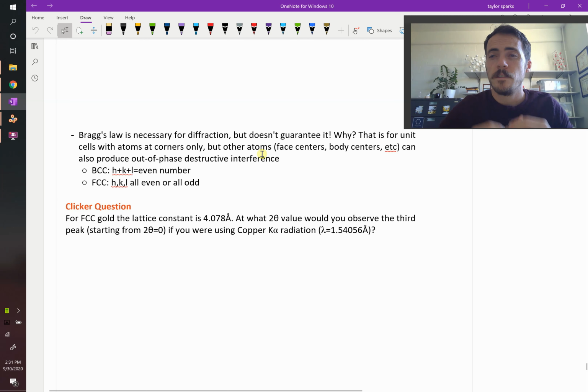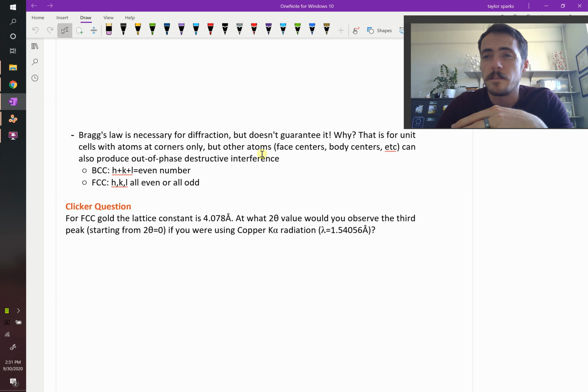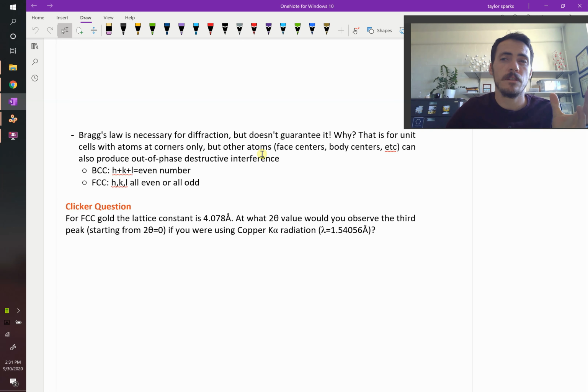All right. Just because something satisfies Bragg's law, it doesn't necessarily mean that it's going to diffract, right? Why is that? Well, consider FCC versus BCC. Both of those are cubic, but they might have different peaks because they have atoms in different places, right? One has atoms on the face centers, the other is body centered. They both have them on the corners. So we need to take into account where atoms are located.